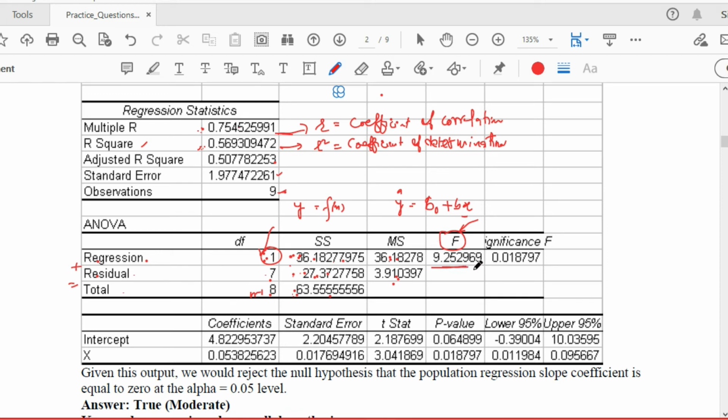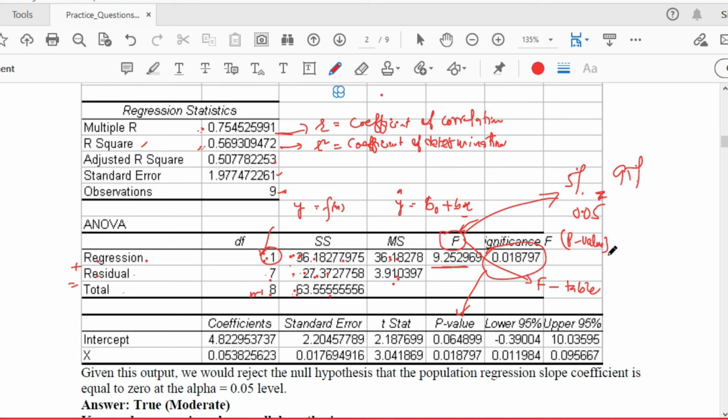Sometimes we don't need to check it, because normally we check it at 5%, or 95%. 5% means 0.05. So if you want to see the table, yes, we can compare it with that F table. But sometimes, if we don't have the F table, we can directly use this value. This value, significance F, is also called the p value, and this is called the z alpha value.